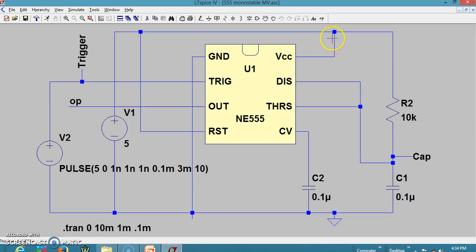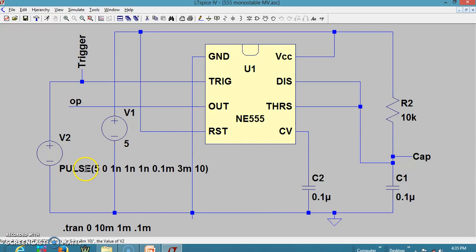VCC is connected to this 5-volt supply, and trigger is connected to the pulse where we are giving a trigger signal to the output, and we have shorted the discharge and threshold and connected them to this junction of R and C. Now, as per the calculation of pulse width, the pulse width happens to be 1.1 into R into C, which comes out to be 1.1 millisecond.